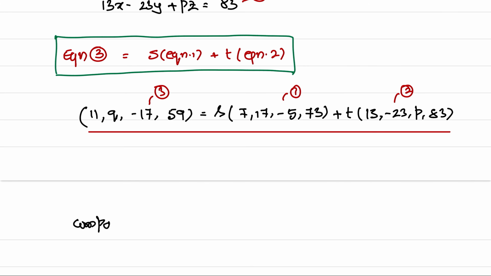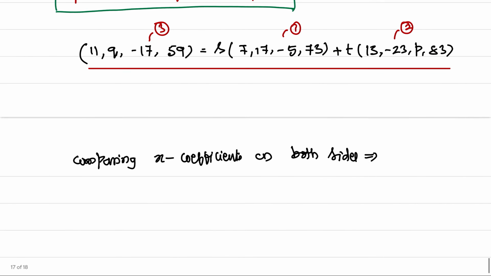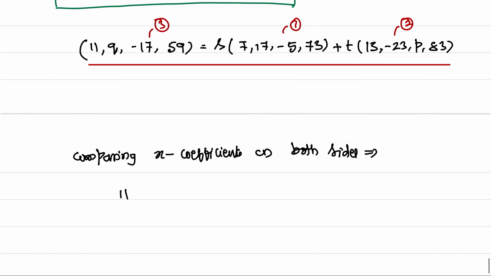When you compare the x coordinates, what happens? Comparing x coefficients, sorry, not coordinates, x coefficients on both sides, what we will get? 11 is equal to 7s plus 13t.